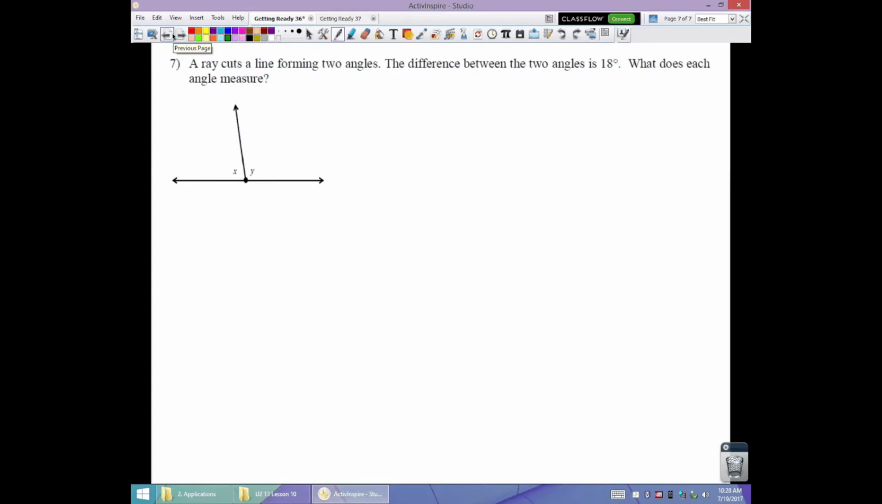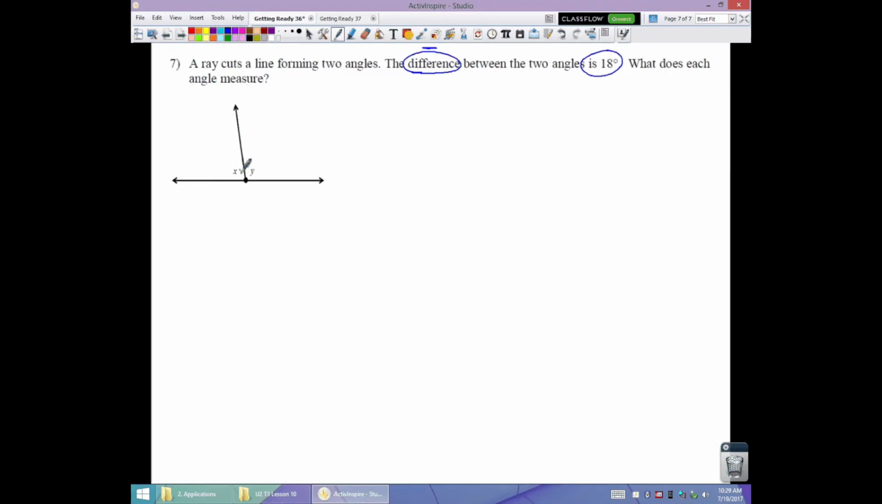Okay, number 7 says a ray cuts a line forming 2 angles. They're already labeled as an angle with a measurement of x degrees and an angle with a measurement of y degrees. The difference between the 2 angles is 18 degrees. So the difference means when I subtract the 2 angles, I get 18. So that can give me one equation right there.